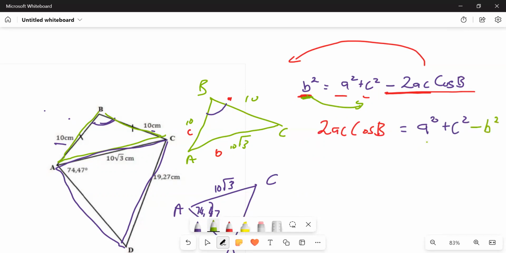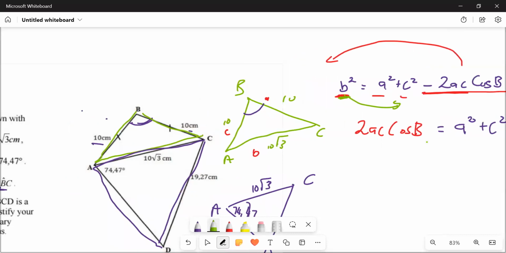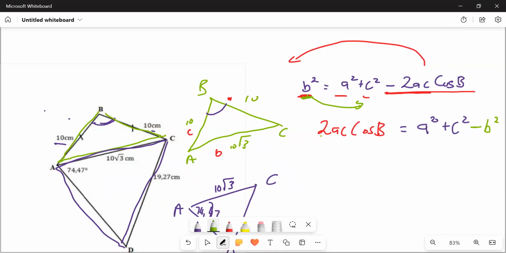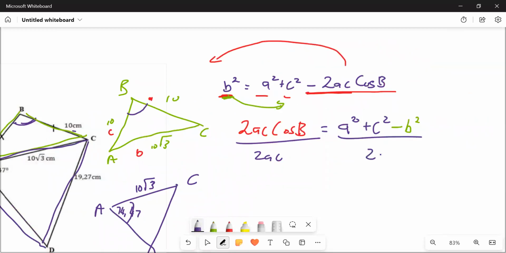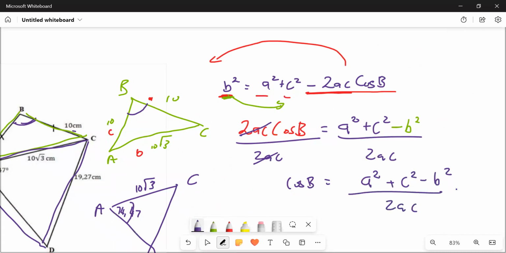Now, before you substitute, it makes sense to make this a little bit simpler. You can divide by 2ac on both sides. If we divide by 2ac, the 2ac and 2ac will cancel each other out. And then cos of B is going to be equal to a squared plus c squared minus b squared all over 2ac.